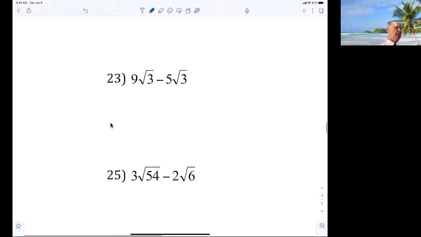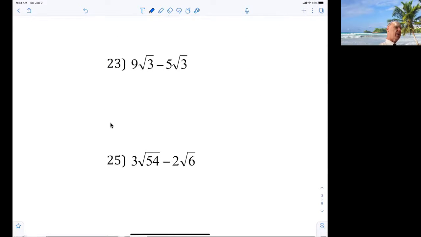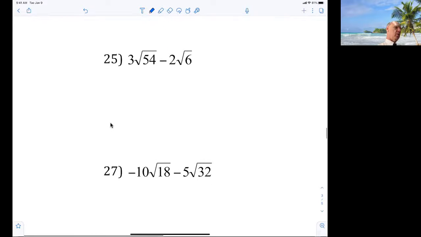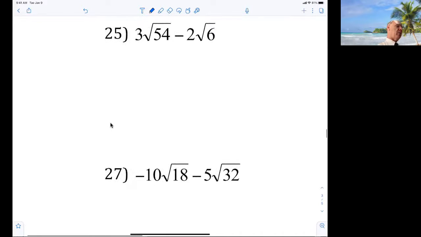All right, help me out. 9 radical 3 minus 5 radical 3. 4 radical 3. Beautiful. Anybody have any issues? Now, who remembers radical 54?